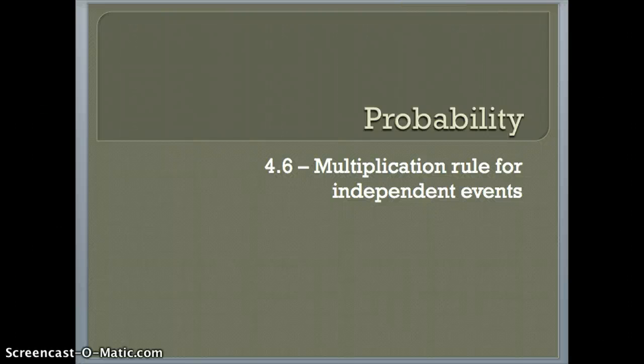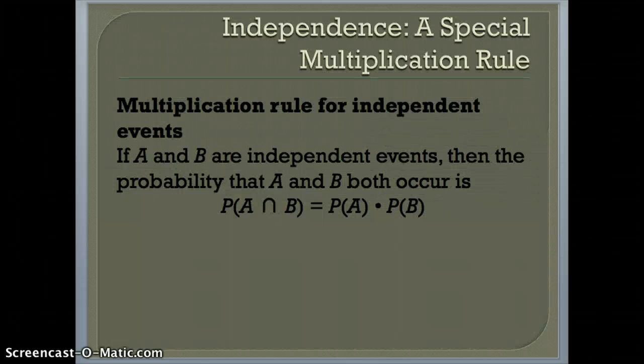Okay, guys, now for the multiplication rule for independent events. Then we'll talk a little bit about what happens when we have to find the probability of at least one. So the multiplication rule for independent events says that if A and B are independent, then the probability of A and B both occurring would be the probability of A times the probability of B.